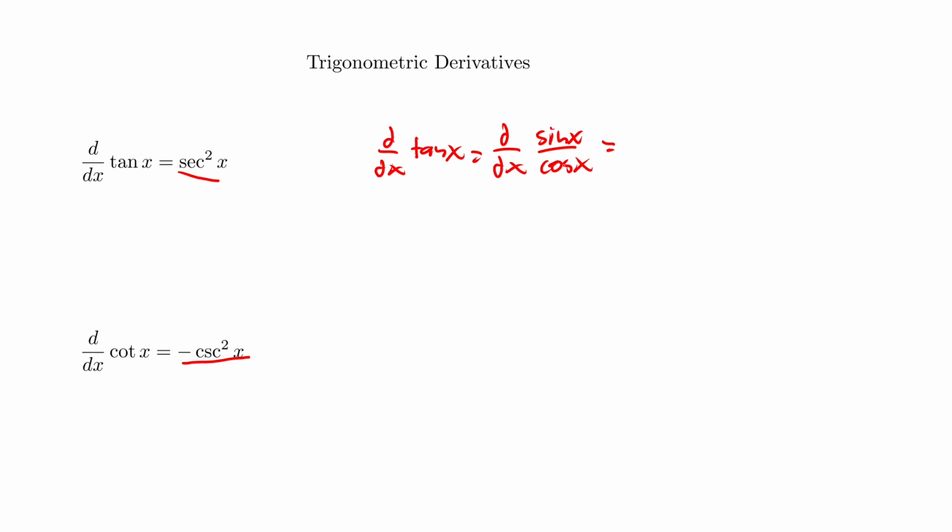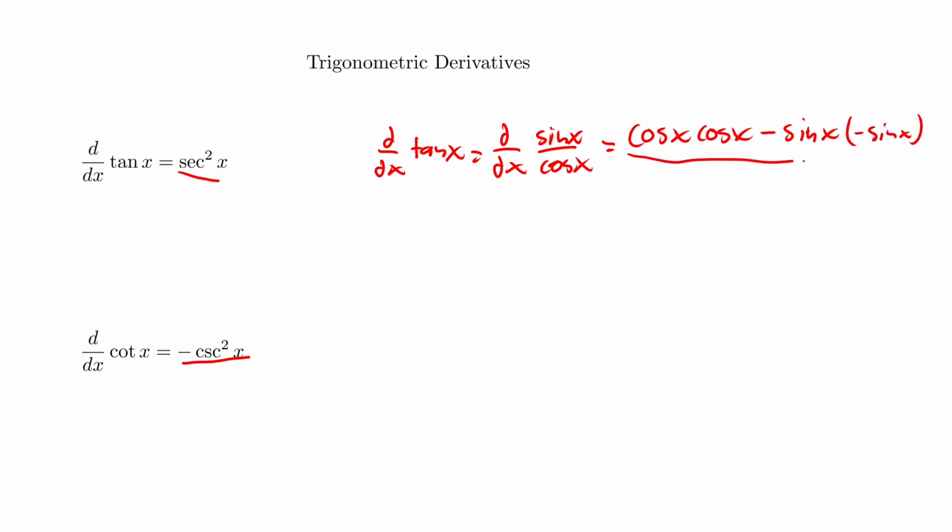So remember, the quotient rule says low d high minus high d low over low squared, or low d high minus high d low, square the bottom, and away we go. So we want to do something like that. Low is going to be cos x. D high is the derivative of sine, which we said was cosine, minus high, which is sine x, times the derivative of cosine, which is negative sine x.